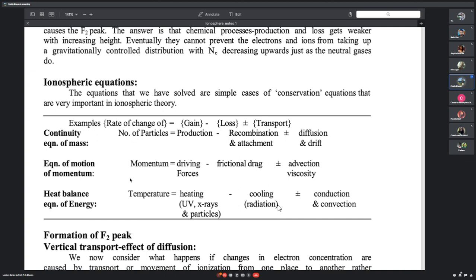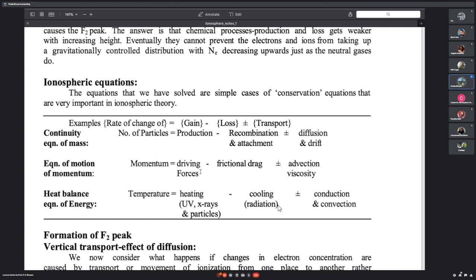Equation of momentum. These are also important because you do not have only production and loss and diffusion and drift, because when these particles move, you have momentum. So for momentum, you need a driving force.